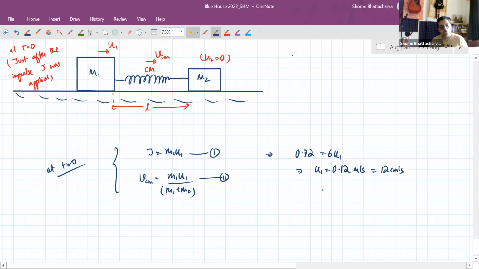So our VCM will be 2/3 of this. You'll see, it'll be 6 upon 6 plus 3. So that's 2/3 of 12, which is 8 centimeters per second. Okay. So all this was given to us.